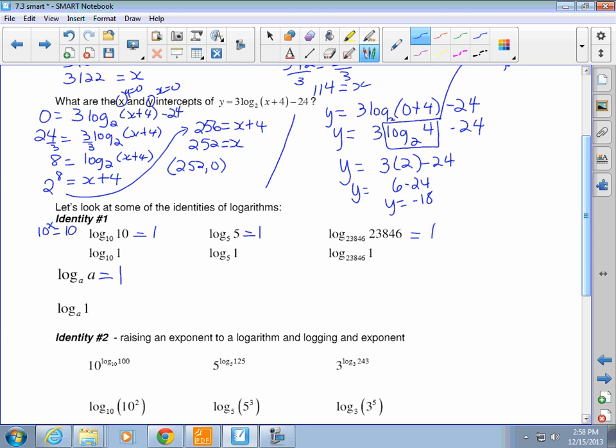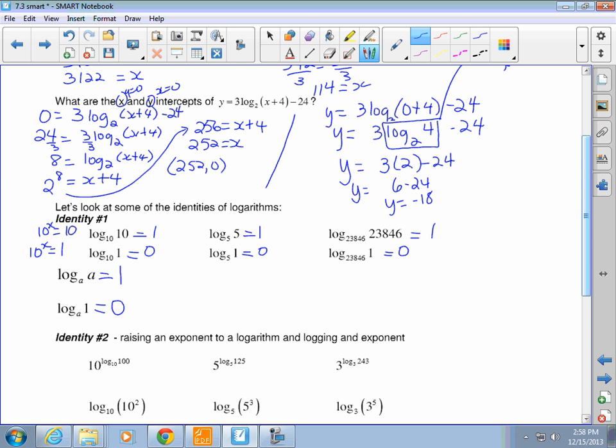If I have log base 10 of 1, this is saying 10 to the power of what gives me a solution of 1? That's a 0. 5 to the power of what gives me an answer of 1? 0. 23,846 to the power of what will give you a 1? 0. So no matter what your base is, if your y value or the solution value is a 1, then the whole log is equal to 0.